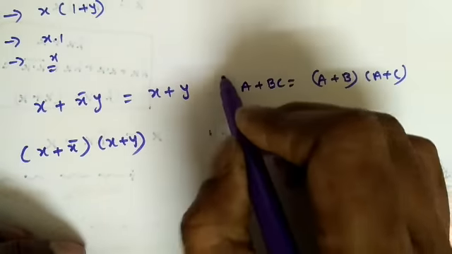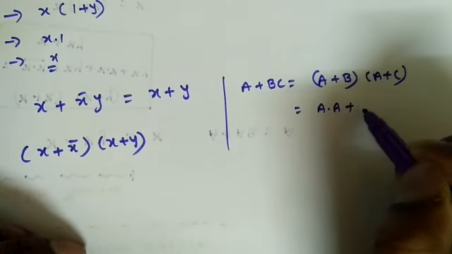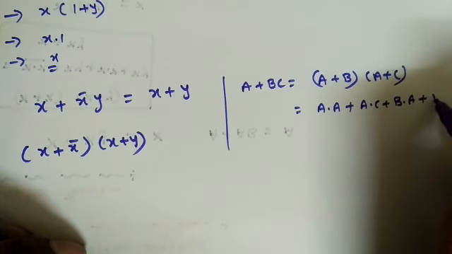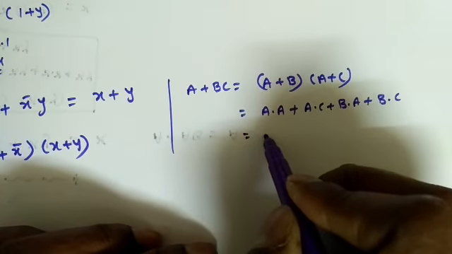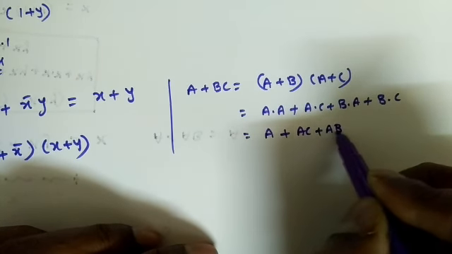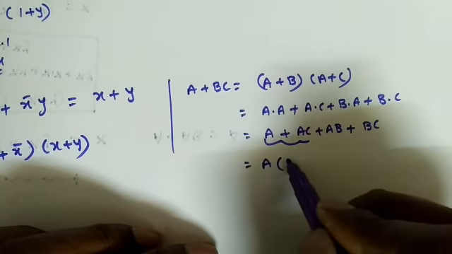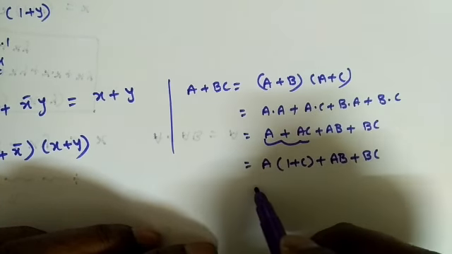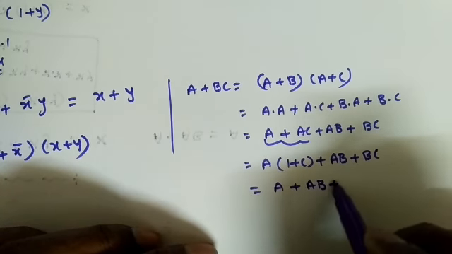Now how will it be equal? If I multiply, a into a plus a into c plus b into a plus b into c. Now a into a is nothing but a only, plus ac plus ab plus bc. From these two I can take a common, so it becomes a into 1 plus c plus ab plus bc. Again 1 plus c is nothing but 1, so it becomes a plus ab plus bc.